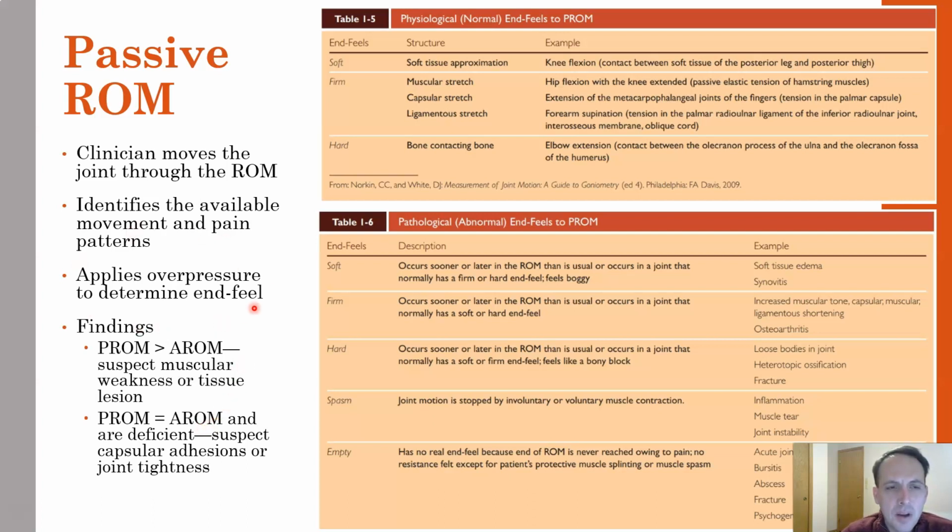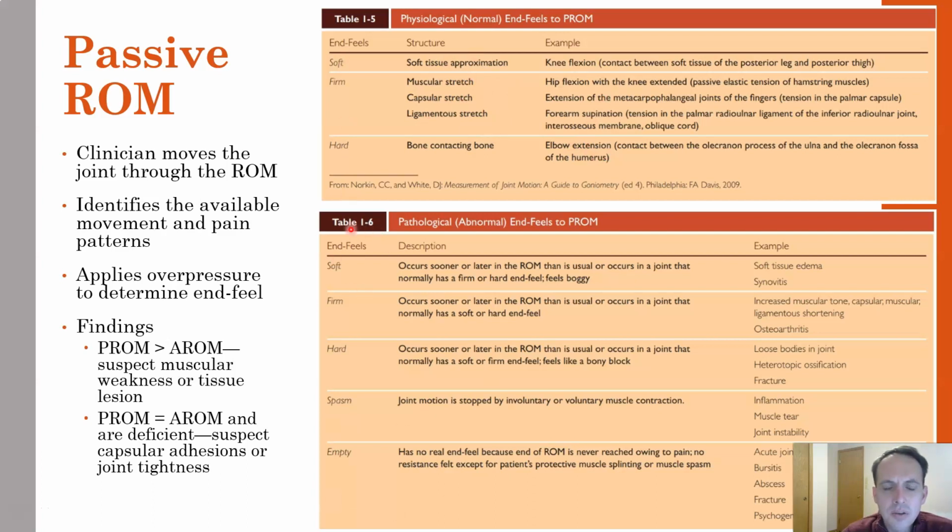But on that same note, passive range of motion includes applying an overpressure to determine what we call the end feel. And the end feel then is going to be what feeling is imparted upon the clinician's hand at that end range of motion. And so you can see we have normal end feels depending on where things are: soft, firm, and hard, right? And each of those with specific aspects there. But then you also have abnormal end feels.